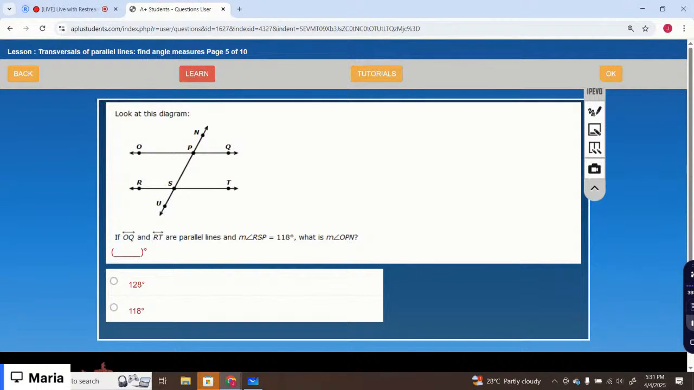Look at the diagram. If OQ and RT are parallel lines and the measurement of RSP is 118, then OPN is again the same as 118 because they are the corresponding angles. So the correct option is 118. Option number two is the correct option.